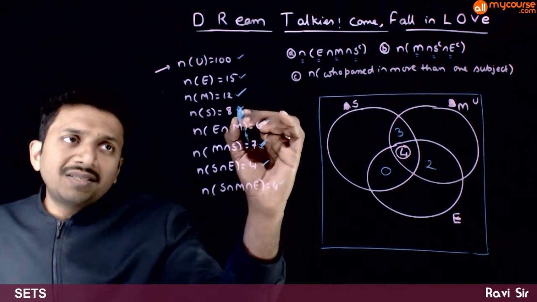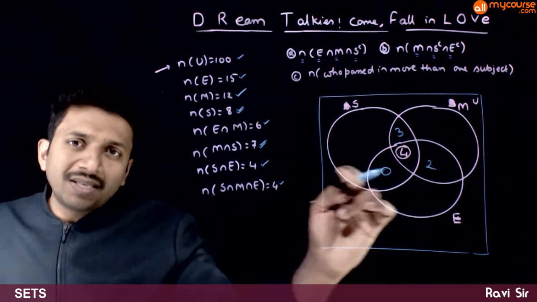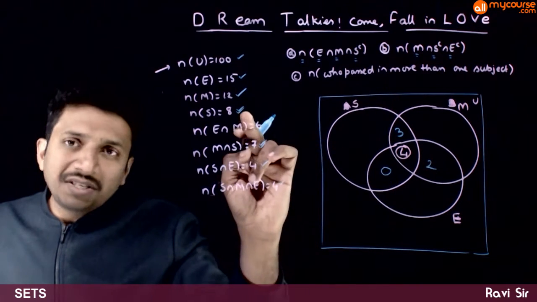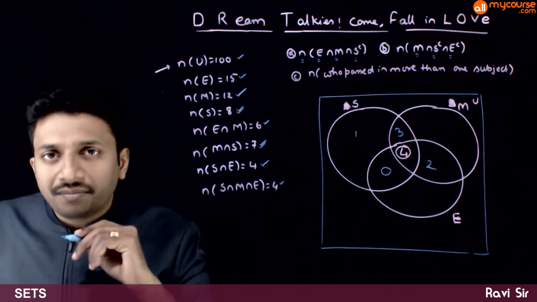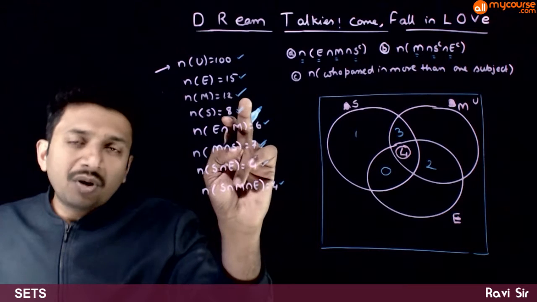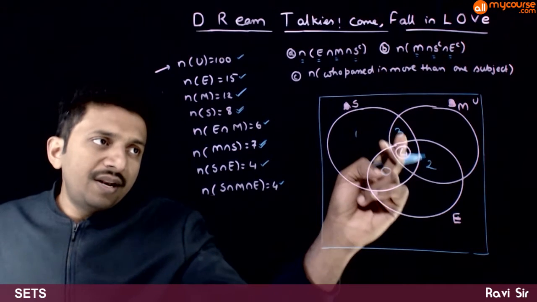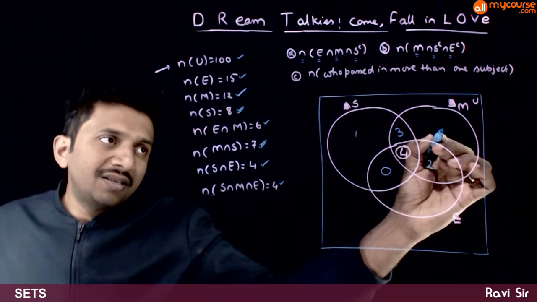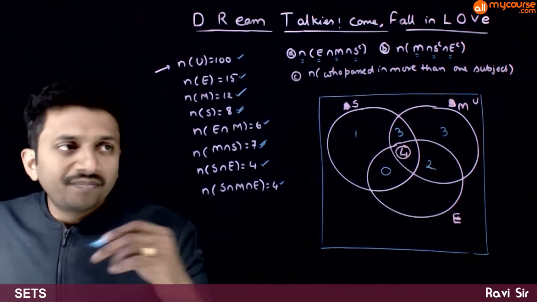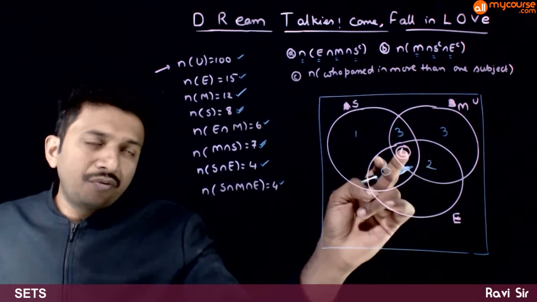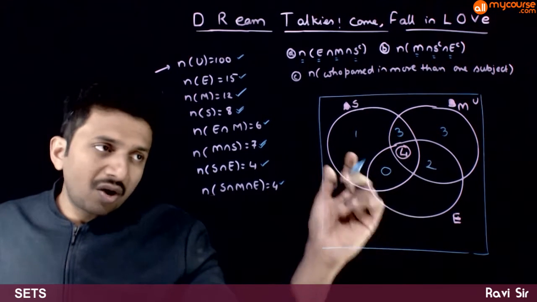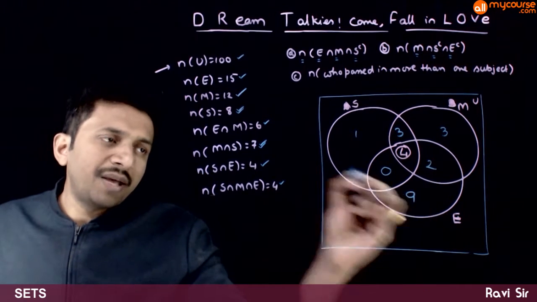Now, what is the number of students who passed in science? Total 8 students. 7 students have already come, so you have 1 student here. Similarly, number on maths is 12. 9 has already been considered, so the remaining 3 are here. English, you have 15 passes. So 4 plus 2 is 6. You have 6 already taken care of here, so the remaining 9 comes here.